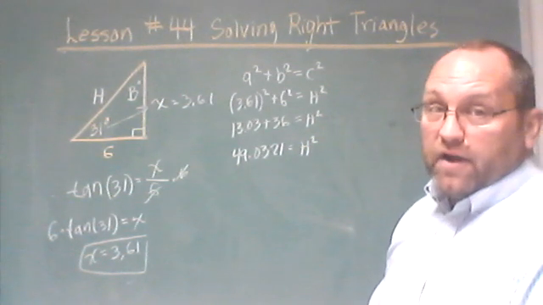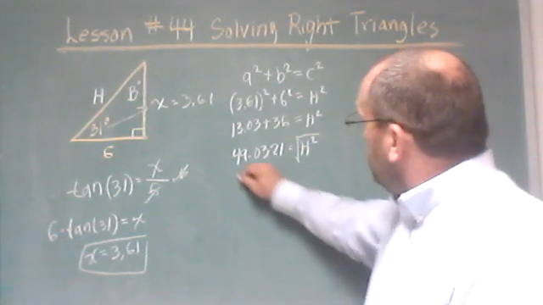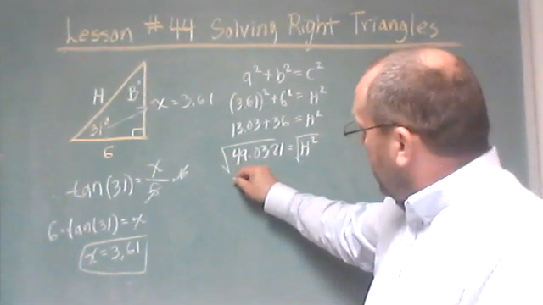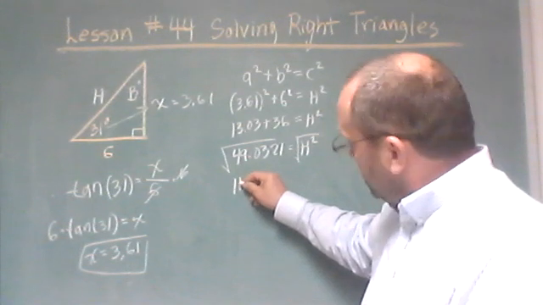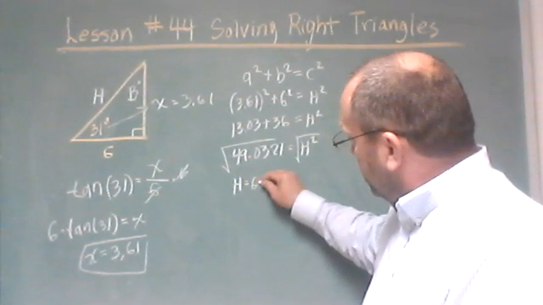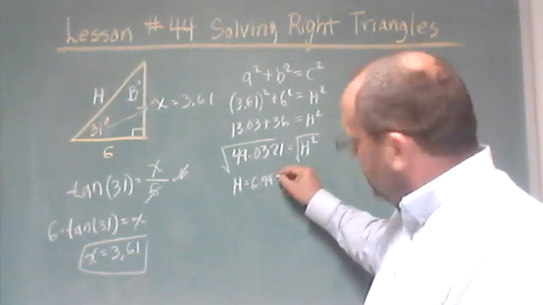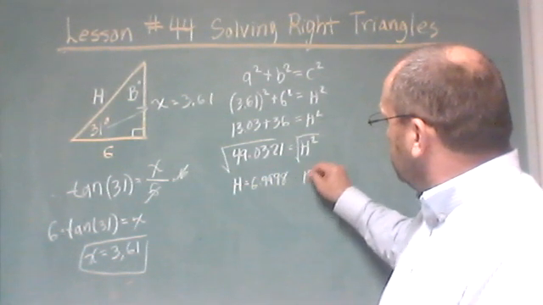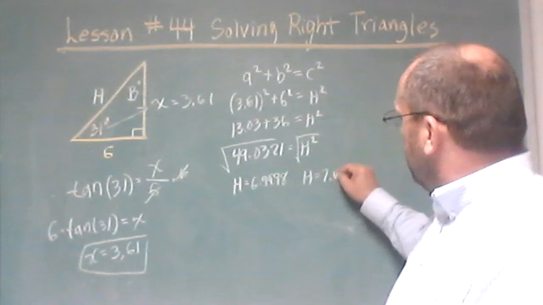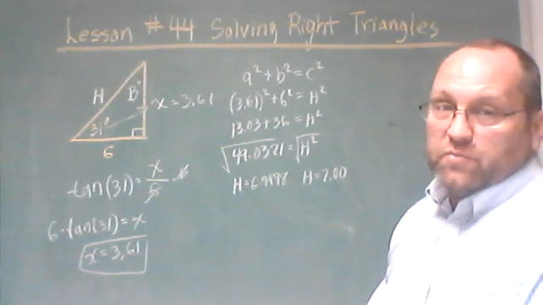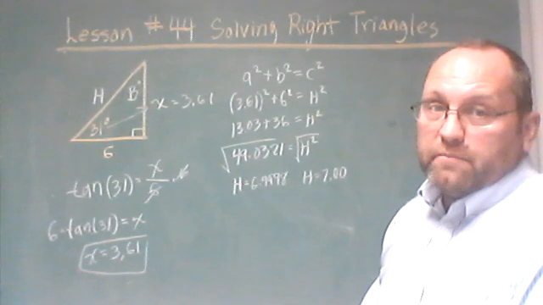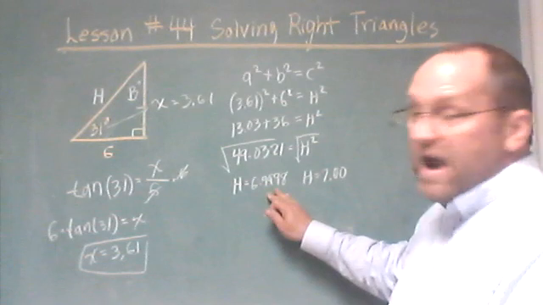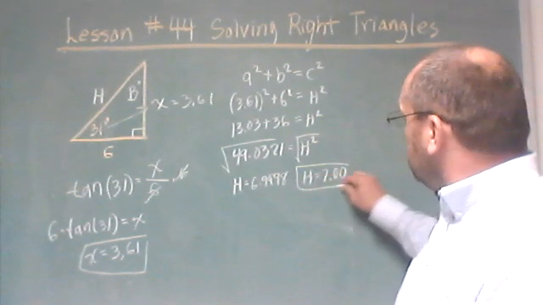To solve for h, I'll take the square root of both sides. That will give me an h equal to 6.9998, or what I'll say is h will equal 7 when I round it off. I'm just going to use 2 decimals pretty much for all of these trig function problems, and then I'll round that number. So that gives me basically 7.